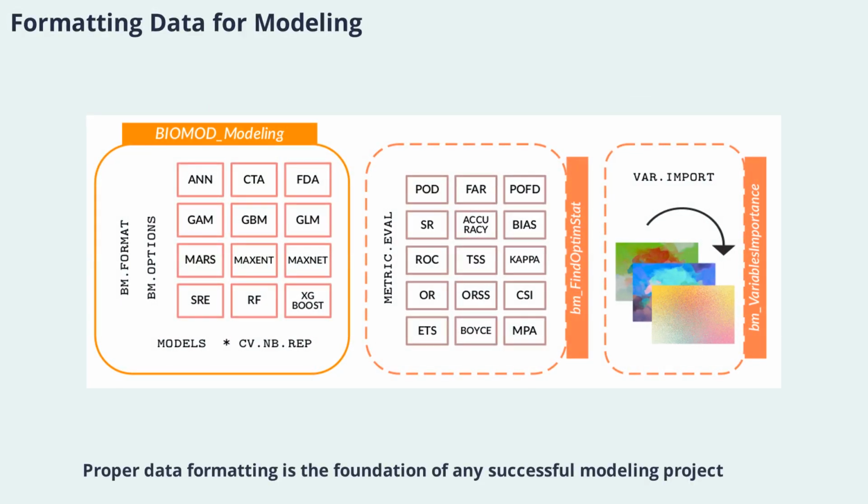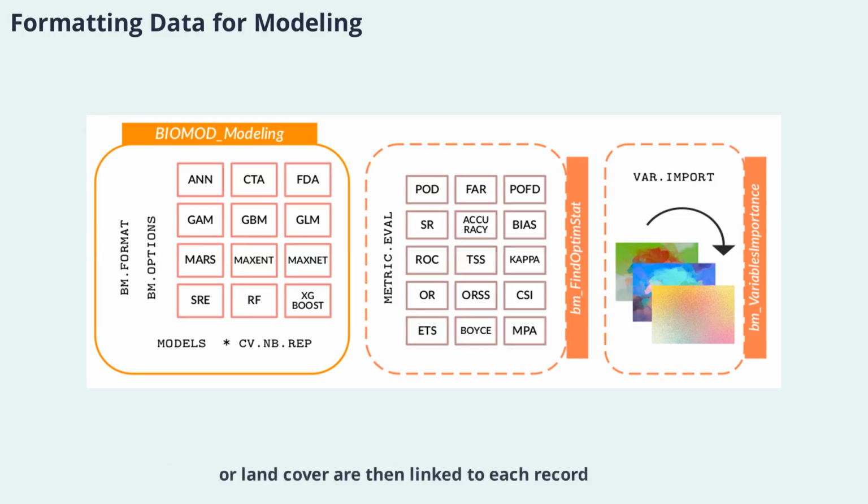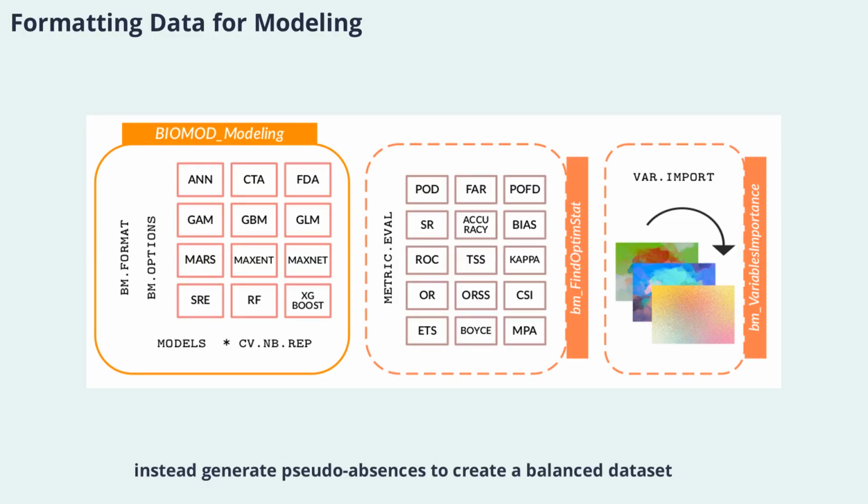Proper data formatting is the foundation of any successful modeling project. We start by collecting species occurrence data, which may include both presences and absences. Environmental variables such as temperature, precipitation, or land cover are then linked to each record. It's crucial to ensure that data are clean, consistent, and free from errors. When only presence data are available, we avoid mixing them with real absences and instead generate pseudo-absences to create a balanced dataset. This careful preparation sets the stage for reliable model training and evaluation, minimizing bias and maximizing predictive power.